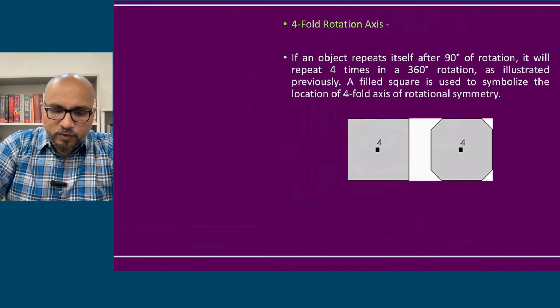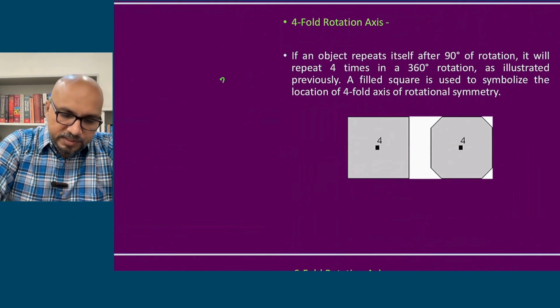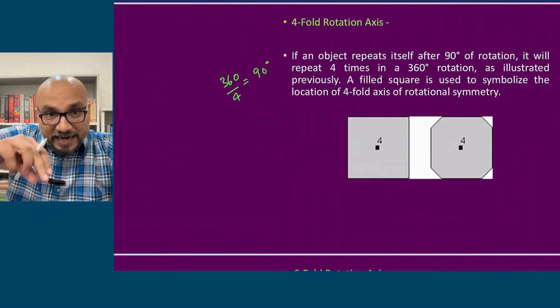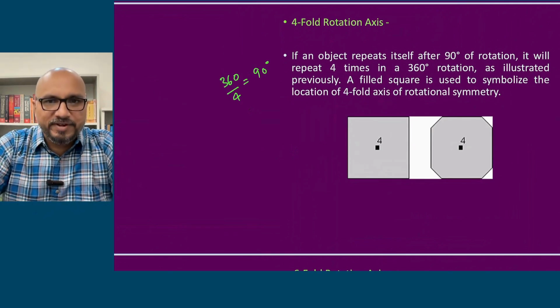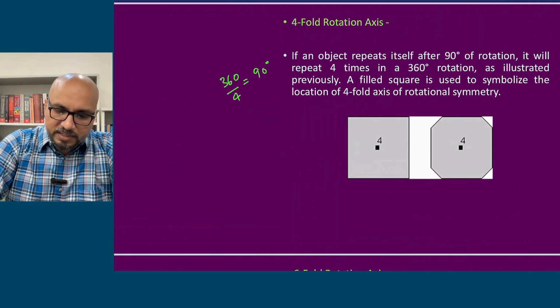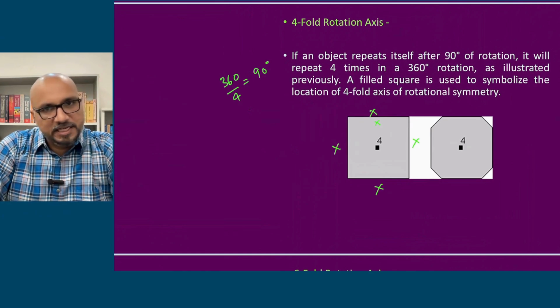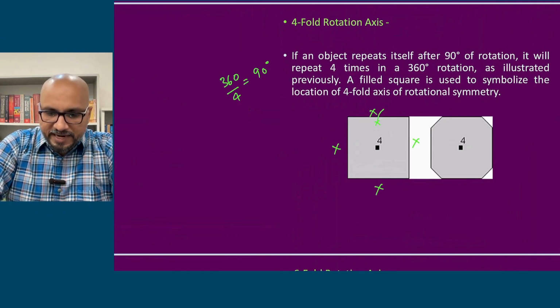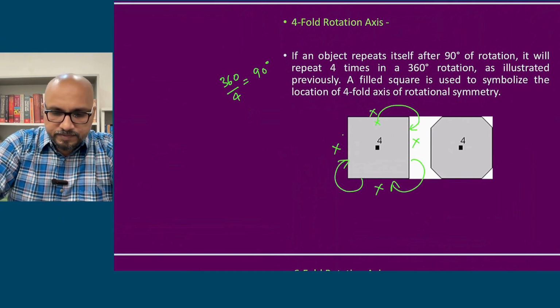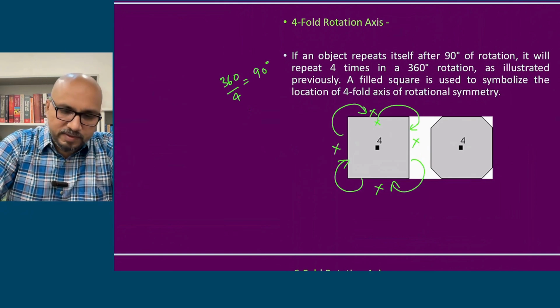Then we have four-fold rotation axis. So 360 by 4, that means 90 degrees. So every 90 degrees when you rotate, you will have the same face. So all these faces are same. ये वाला face, ये वाला face, ये सब same faces हैं, equal dimension. So every 90 degrees you will have the same face. Same face repeat होगा.